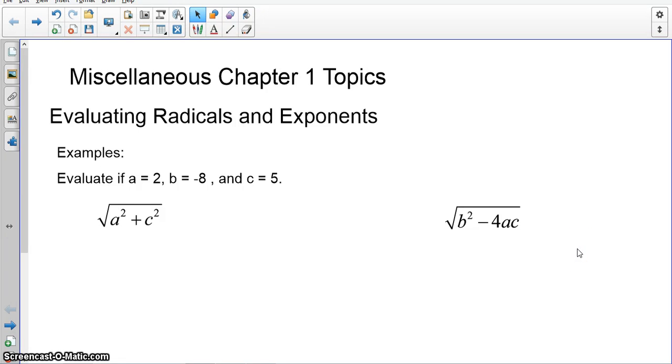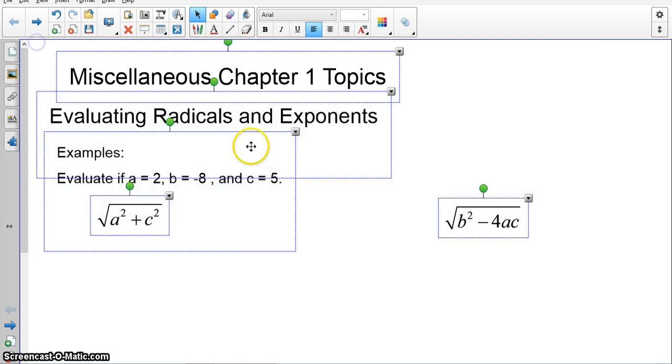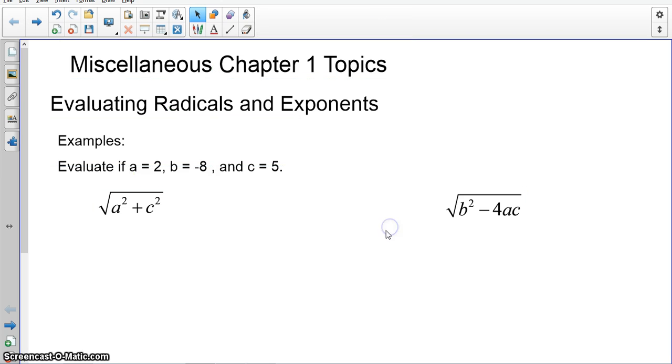Okay, so there are several things I wanted to cover that were in chapter 1 that were not in the review and we haven't talked about yet in class. Really, it's just miscellaneous things involving evaluating expressions for the most part, and then one example where it's just simplifying a complicated looking expression. So this is pretty self-explanatory here. How do you evaluate stuff when radicals and exponents are involved at the same time?